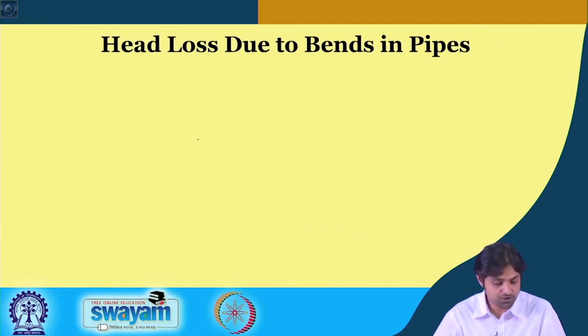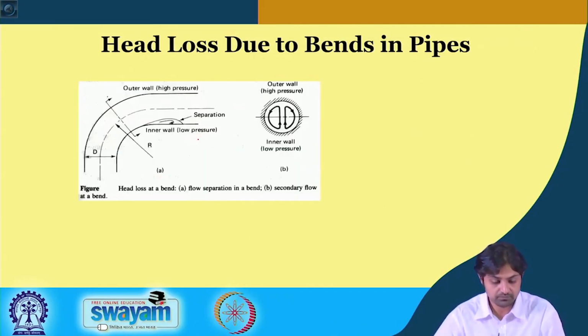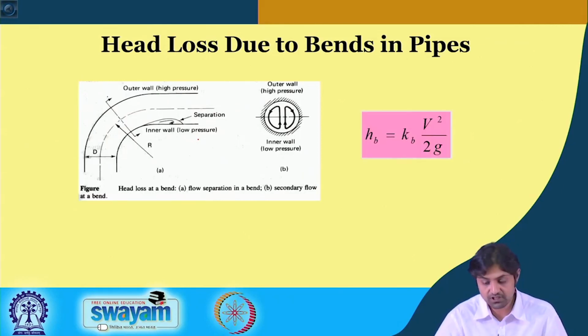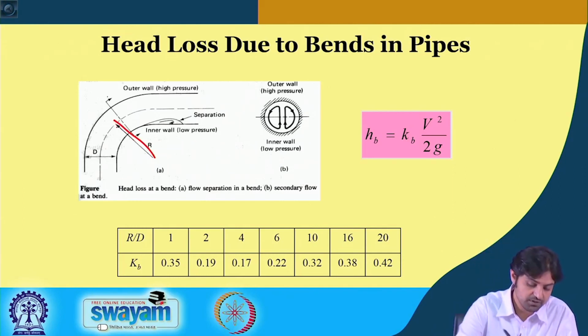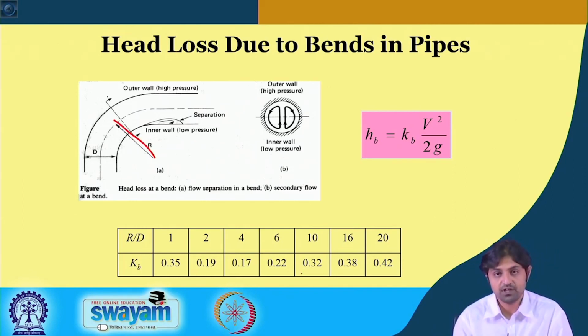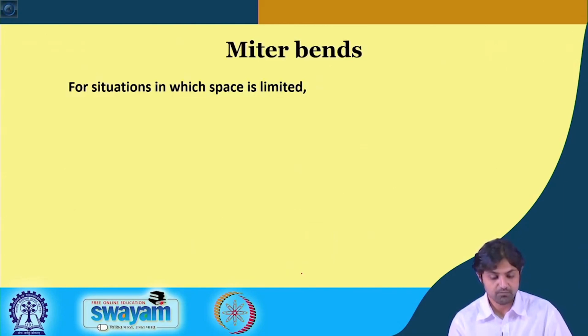Now, the head loss due to bends in the pipe, so many formulas are there. We say Kb into V square by 2g. Velocity will remain the same, even if the bend is there. So we need to know Kb for different values of R by D. D is the diameter of the pipe and R is the radius of the curvature of the pipe. There are different values of Kb. Either you will be given these tables or given the values. Miter bends.